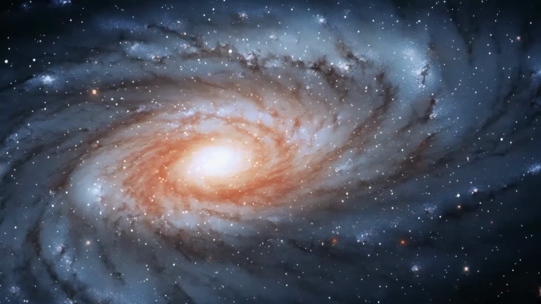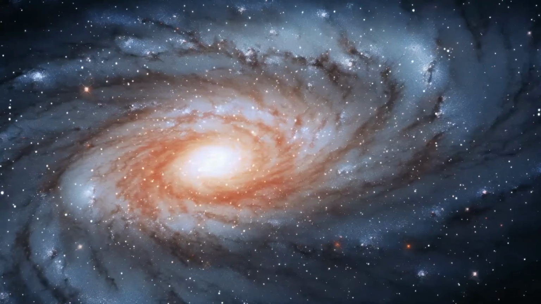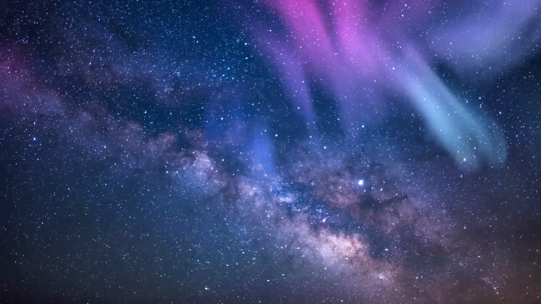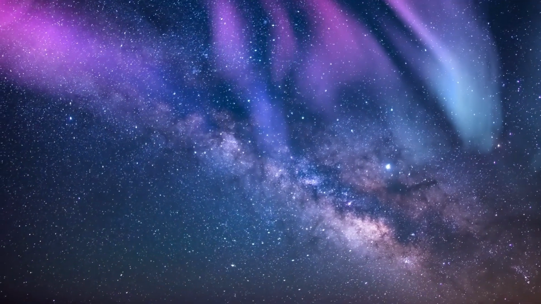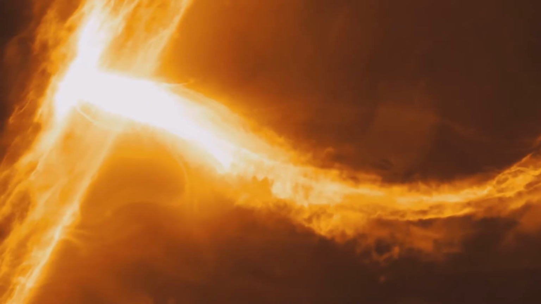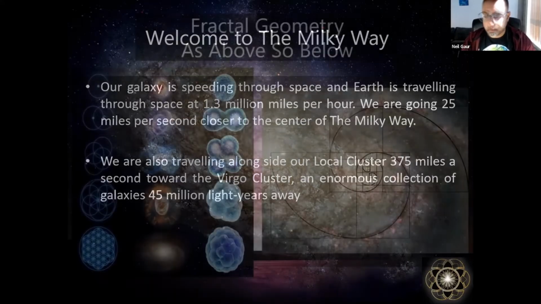Our galaxy, the Milky Way, is speeding through space, and Earth is traveling through space at 1.3 million miles per hour. We are going 25 miles per second closer to the center of the Milky Way galaxy. And as some of you may know, in the center of our galaxy is a supermassive black hole. We're also traveling alongside our local cluster of stars 375 miles a second toward what is known as the Virgo cluster, an enormous collection of galaxies 45 million light years away.